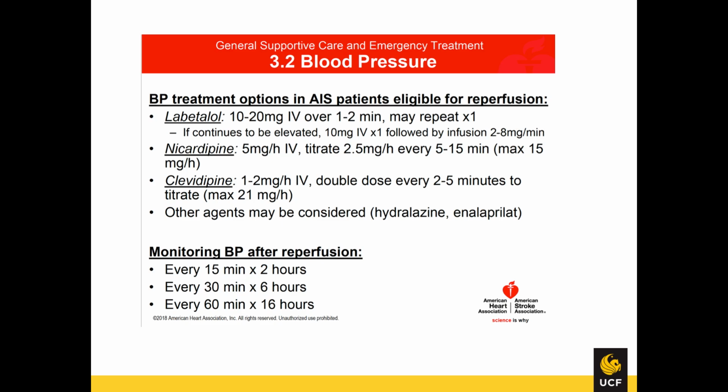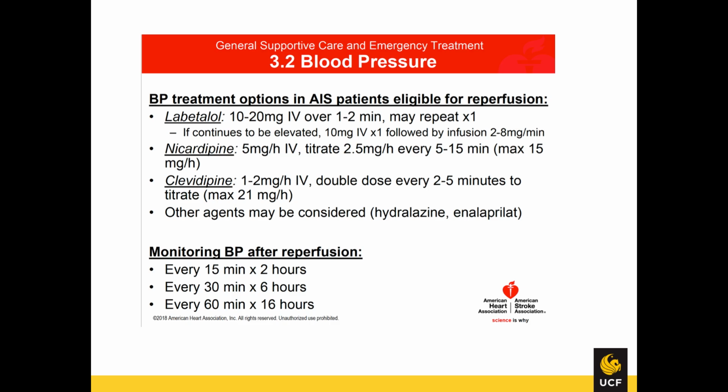Well, labetalol, 10 to 20 milligrams IV over 1 to 2 minutes, and we can repeat that times 1. If it continues to be elevated, then we can give 10 milligrams IV times 1, followed by an infusion of 2 to 8 milligrams per minute. I will tell you before I move on though, labetalol is the gold standard here in terms of managing blood pressure in most patients who are having any kind of neurologic event. We want to maintain cerebral perfusion pressure, and really the guidelines say that labetalol is the drug of choice, or beta blockers.